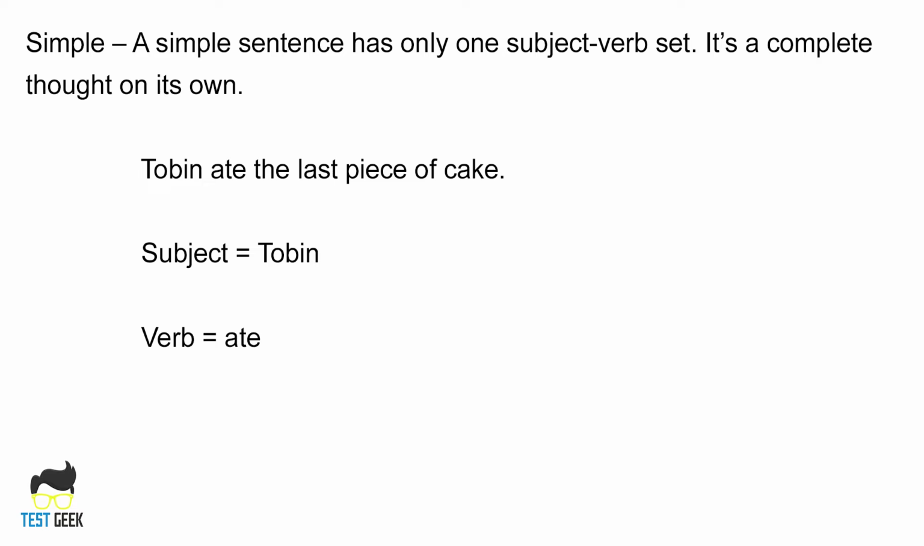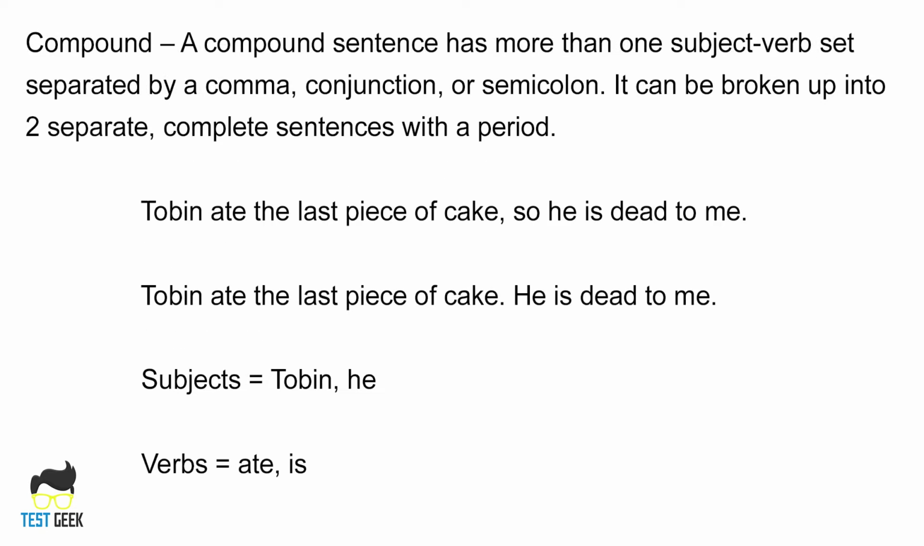Our subject is Tobin and our verb is ate. A compound sentence has more than one subject-verb set, separated by a comma conjunction or a semicolon. It can be broken up into two separate, complete sentences with a period. So let's look at an example of that. Tobin ate the last piece of cake, so he is dead to me. Okay, so here we have a couple different subject-verb pairs. Tobin ate is our first subject and verb pair. Then we have he is dead to me. So he and is our next subject-verb pair.